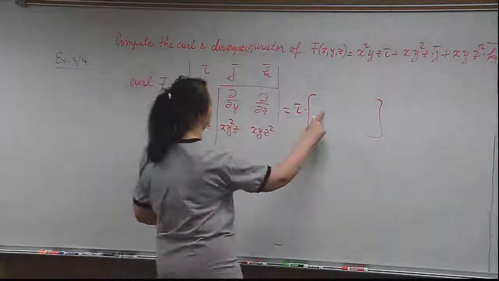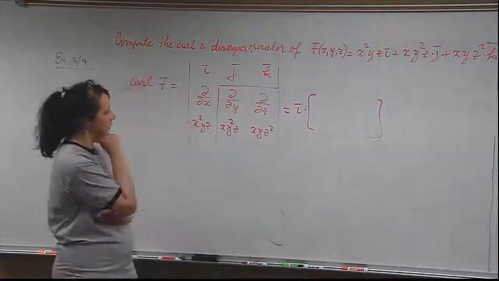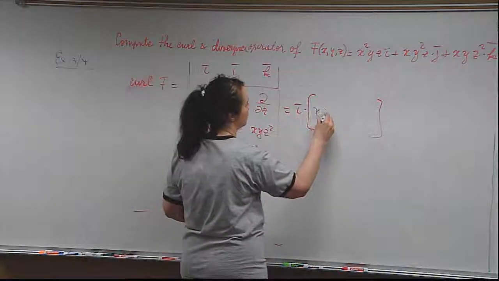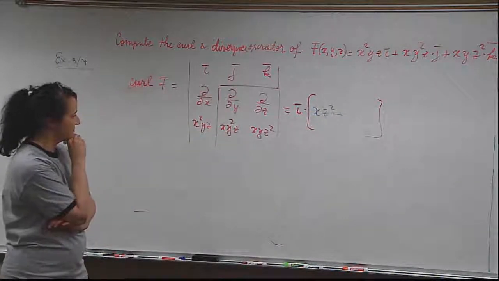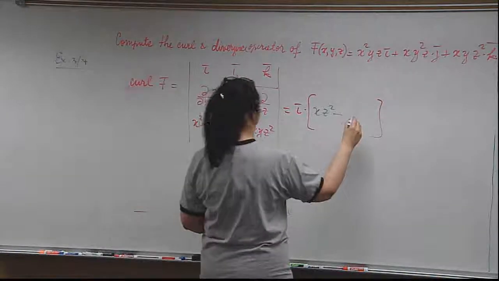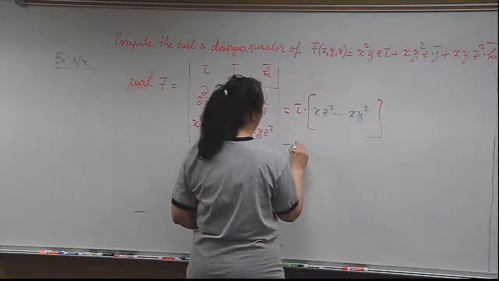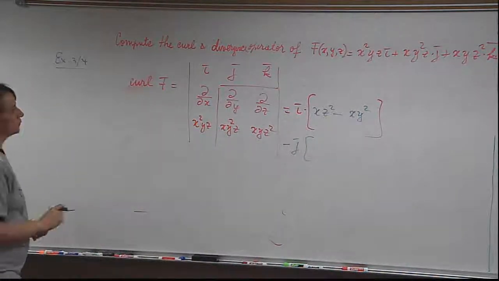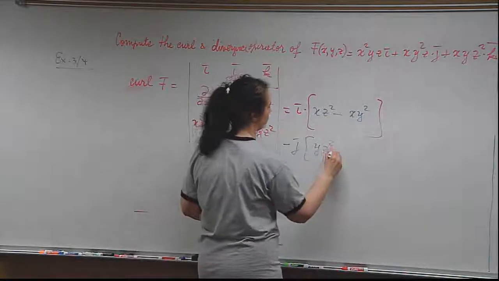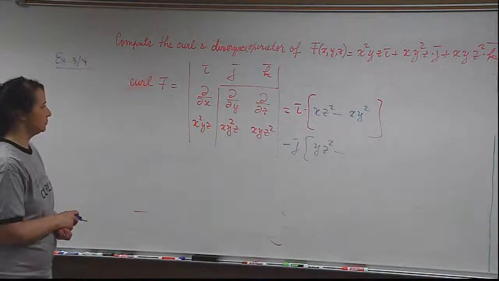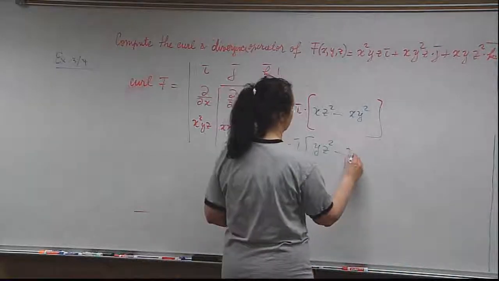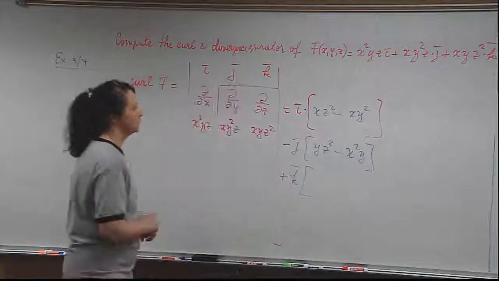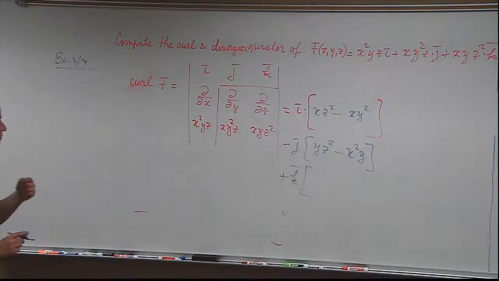So what is going to be this minor? The first thing is going to be xz squared, very good, minus xy squared, minus j. Attention at the minus, okay? What is the next guy? yz squared, thank you. x squared, right? Plus k times y squared z.